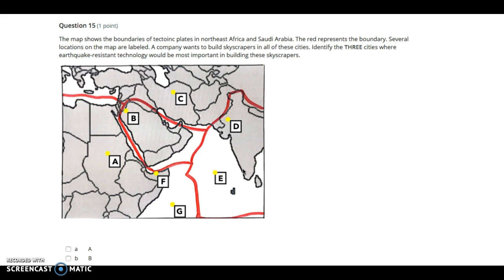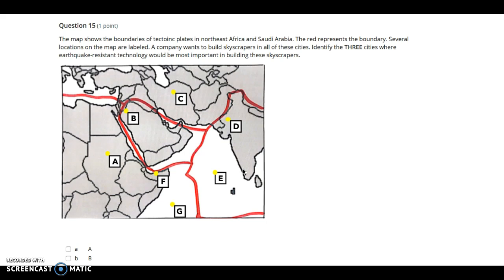Question 15. The map shows the boundaries of tectonic plates in Northeast Africa and Saudi Arabia. The red represents the boundary. Several locations on the map are labeled. A company wants to build skyscrapers in all of these cities.